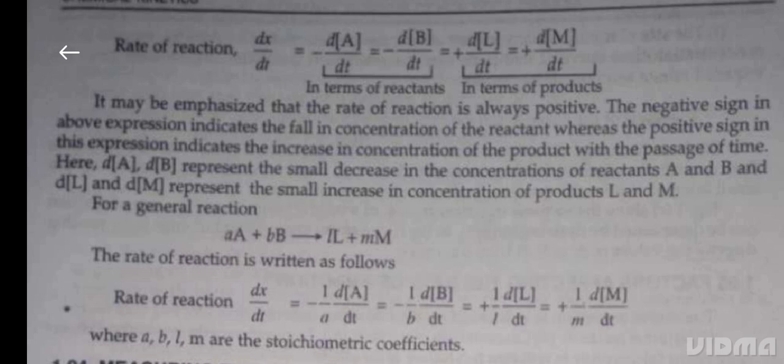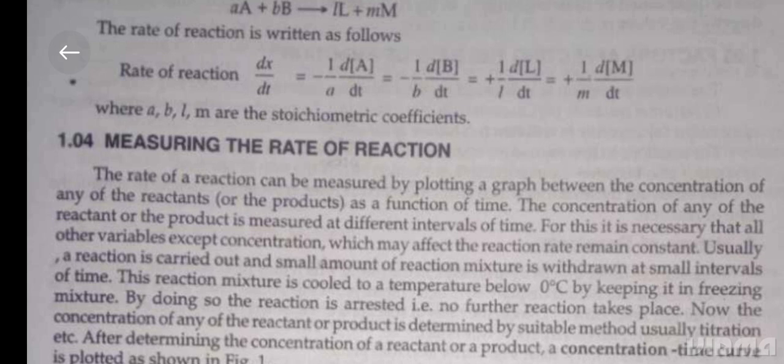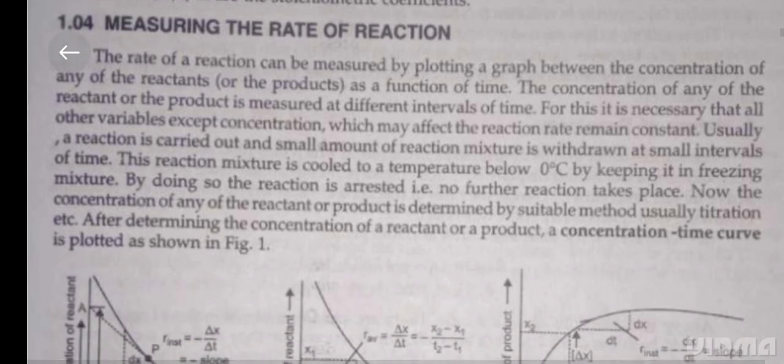For a general reaction, small a into capital A plus small b into capital B gives small l into capital L plus small m into capital M, the rate of reaction is written as follows. Here small a, small b, small l and small m are the stoichiometric coefficients. Measuring the rate of reaction: the rate of a reaction can be measured by plotting a graph between the concentration of any of the reactants as a function of time.